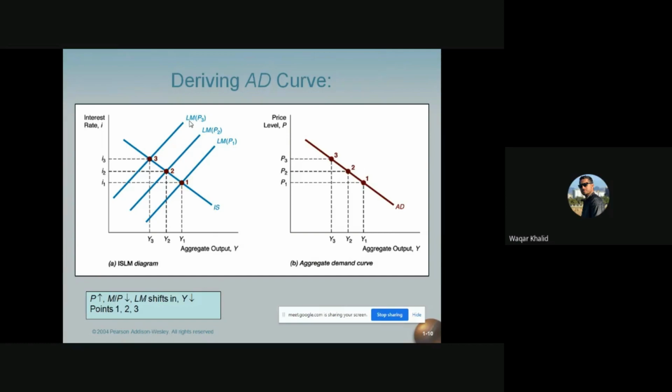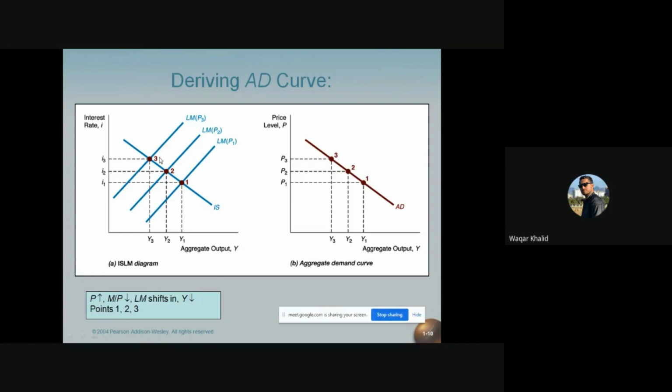And this will lead to a further increase in the interest rate and a further decline in planned investment and net exports. And hence, output declines. Look at when the price level has further increased from P2 to P3. It means that the real money supply has decreased. As a result, the interest rate has increased from I2 to I3, and we have moved from point 2 to point 3.